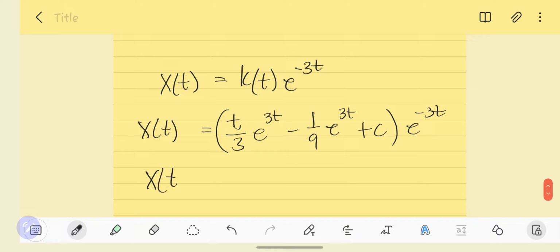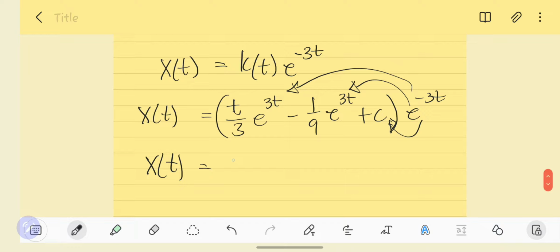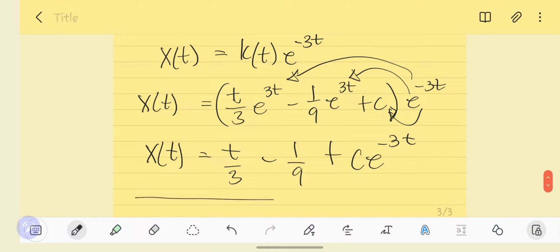Now x of t is equal to, multiplying this, you will get t over 3 minus 1/9 plus c e to the negative 3t. And this is your solution.